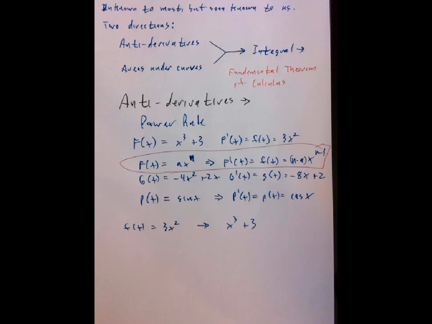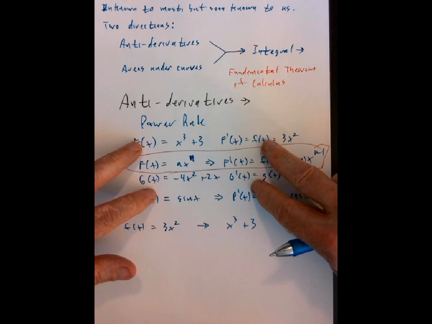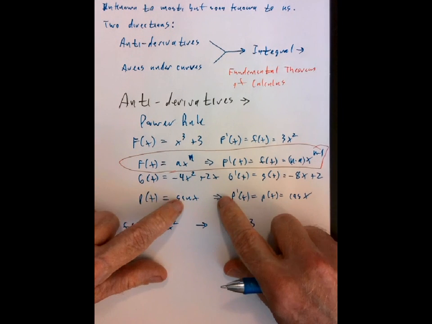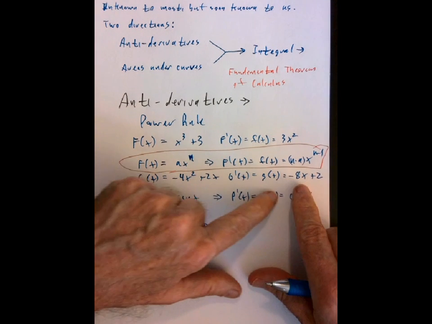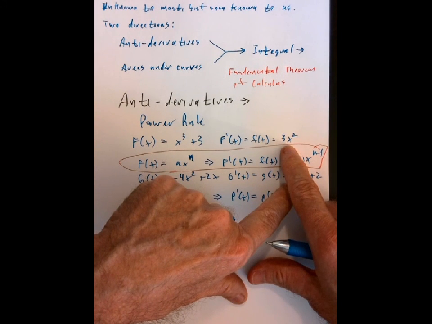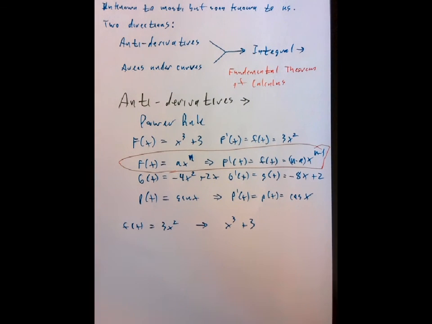I'll tell you what the rule is, but first I want to see if you can look at the examples we've given here, just the power rule ones, don't worry about the sine and the cosine one. If we're already given this derivative here, how do we work backwards to what the original function is? I'm going to give you a minute to ponder that.